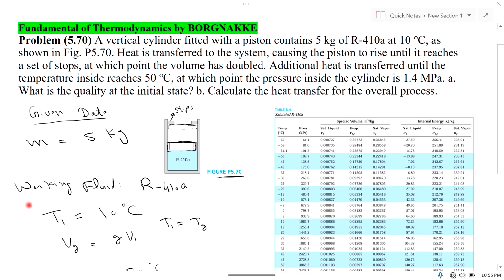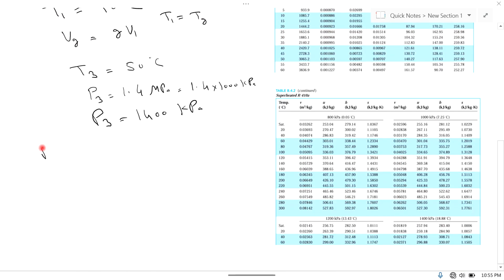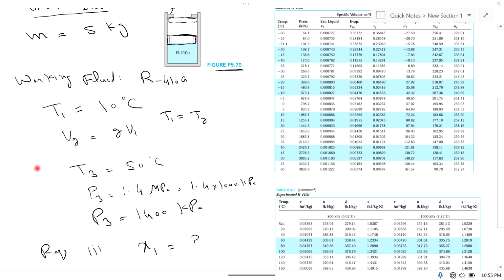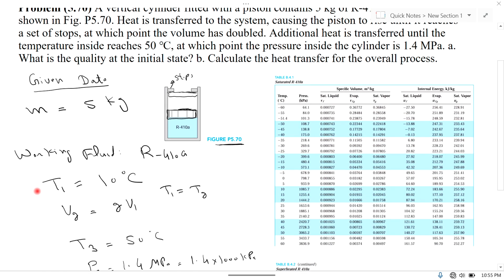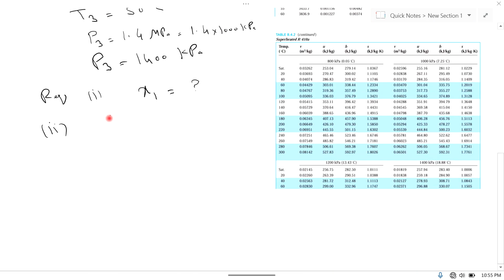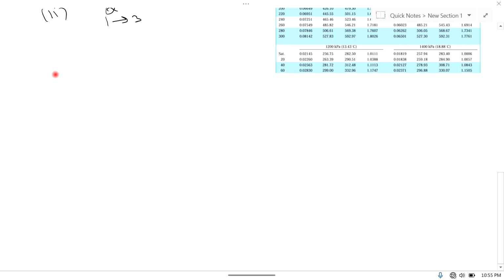And number 1, what is the quality at the initial state? It means we are required to find the quality of steam, that is, find X1. And number 2, calculate the heat transfer for the overall process. Overall process means find the heat transfer from 1 to 3. There are two processes, from 1 to 2 and from 2 to 3.